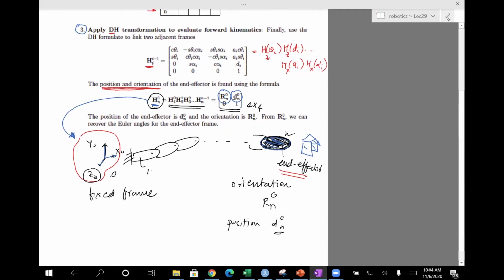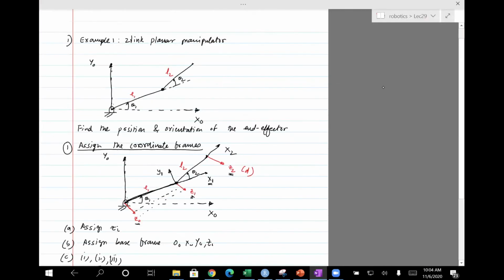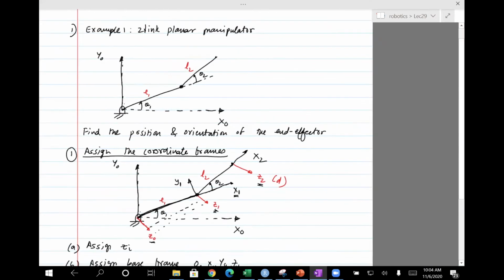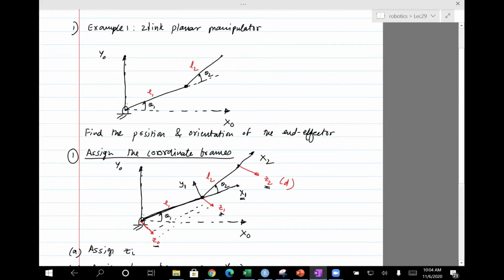Okay, so I started off with a very simple problem which we have done in the past, consisting of a two-link manipulator. We used the rotation and translation formulas to solve this problem, and I'm going to redo this problem using DH. So that will give you an intuition about how DH works, and then we'll move on to harder problems.